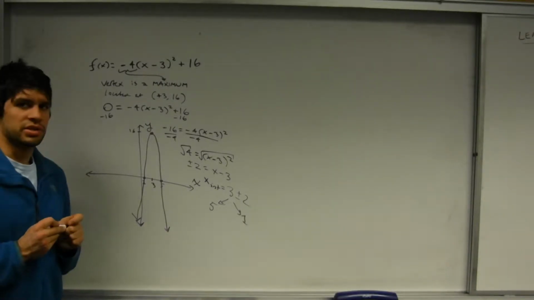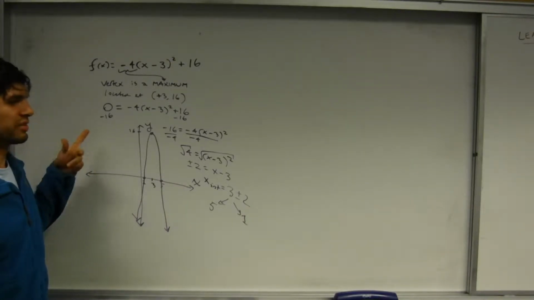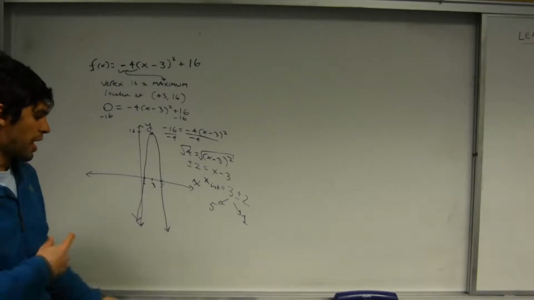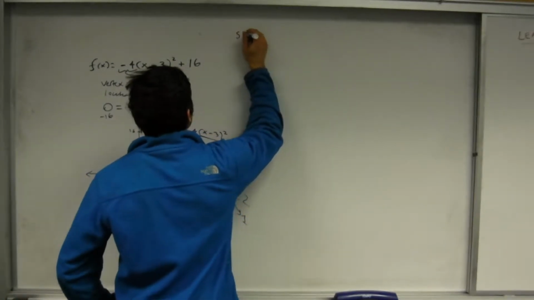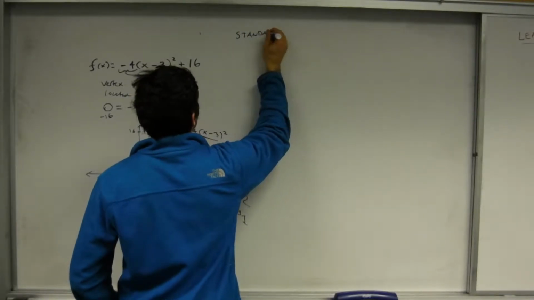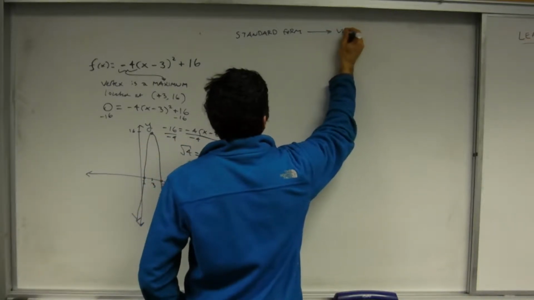So those are two examples of how you graph quadratic equations that are in vertex form. But now we want to know, how do we go from standard form into vertex form?